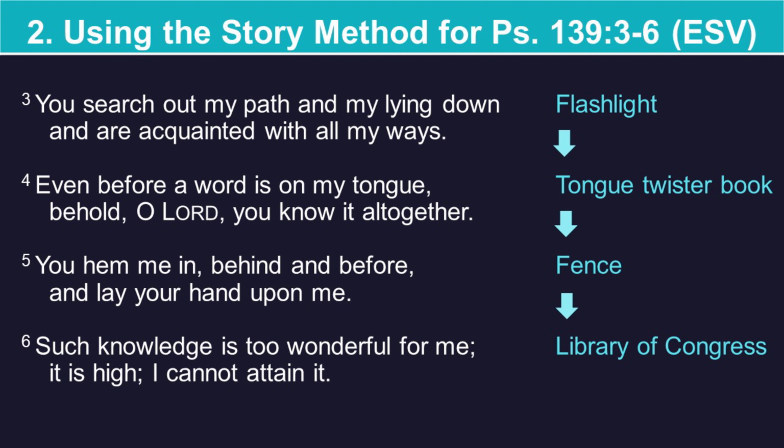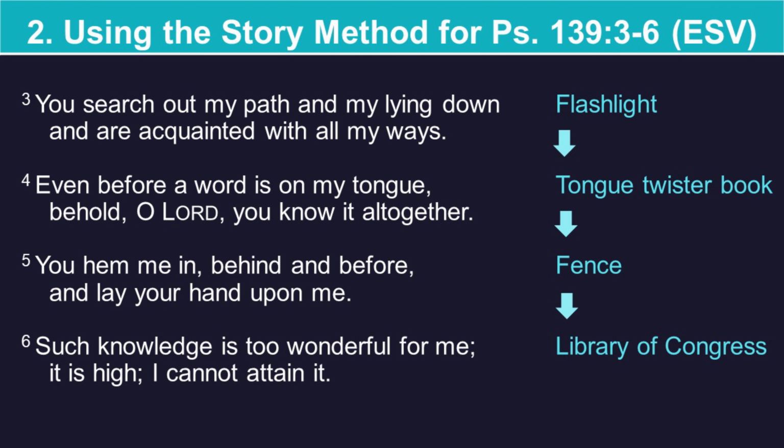So for verse 3, flashlight was the word picture I came up with. Then tongue twister book was the word picture for verse 4. In verse 5, I thought about the Oxford Dictionary definition for the verb hem, which is to surround or restrict the space of movement of something or someone. This made me think of fence. Then in verse 6, I remembered visiting the Library of Congress in Washington, D.C. One of the reading rooms is one of the largest in the world. The room is 125 feet tall or 38 meters high and has thousands of books. I was speechless when I looked around the room and its seemingly endless bookshelves. So this is the word picture that comes to mind for verse 6.